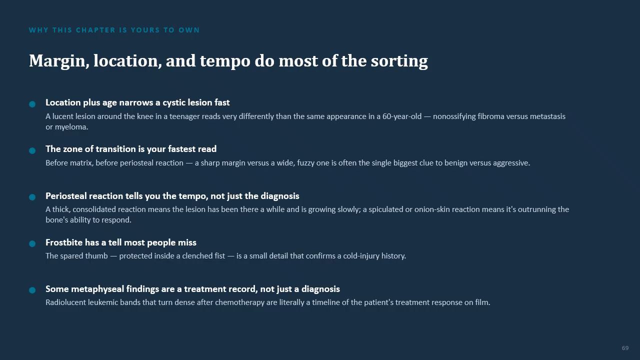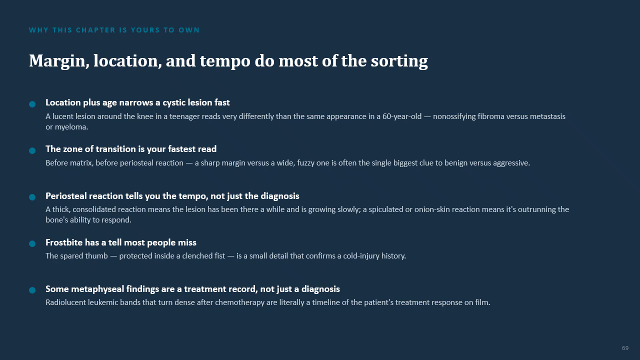The second one is the zone of transition. Basically we're talking about the border between normal and abnormal bone. If we're seeing a sharp, narrow border, it usually suggests to the doctor that whatever's happening is probably benign and growing slowly, or spreading very slowly. If that zone of transition is wide and fuzzy, it piques the doctor's interest that it might be something more aggressive happening with the patient.